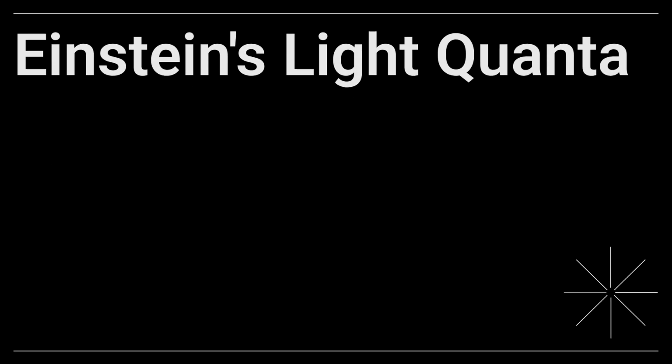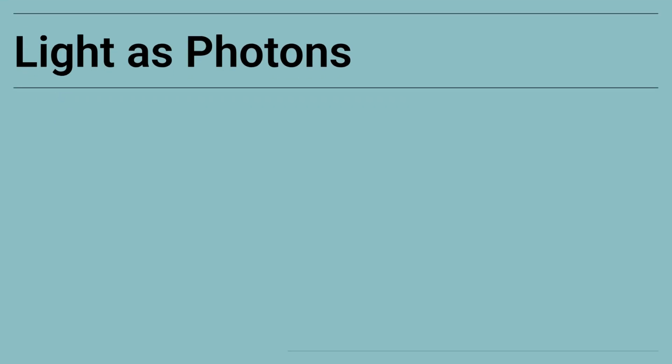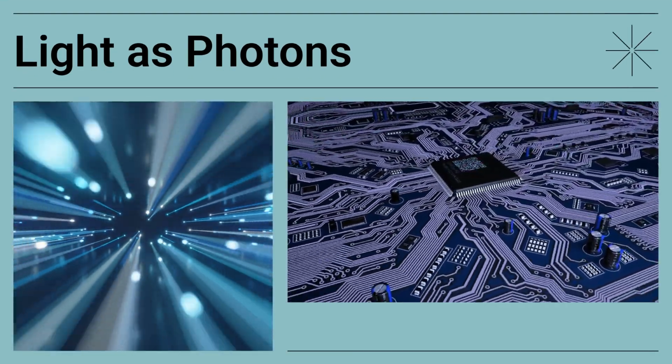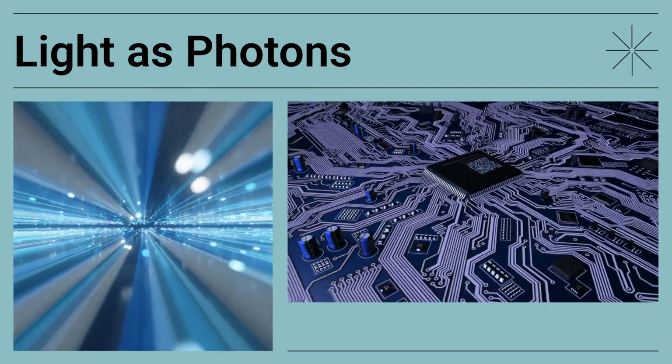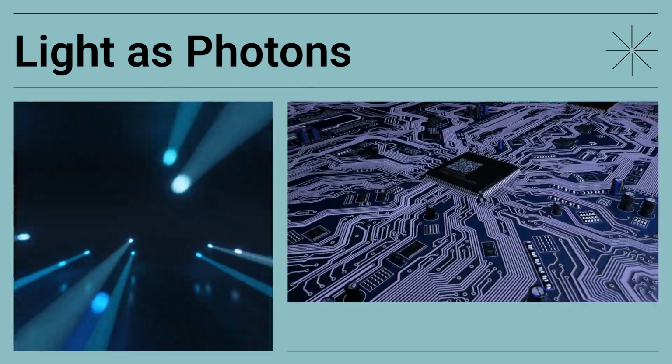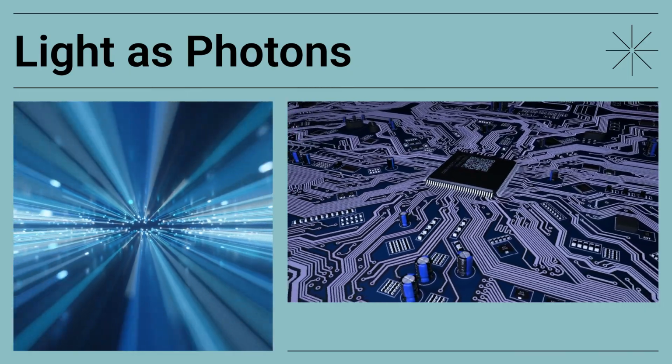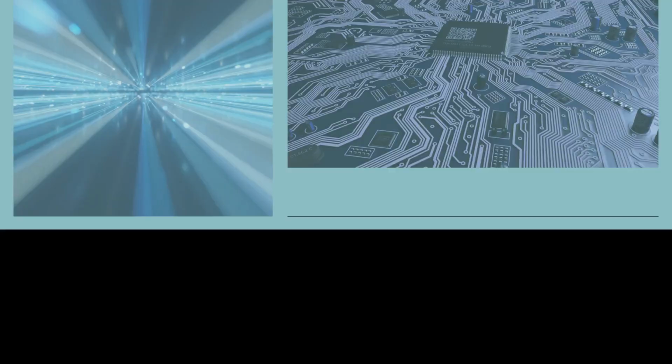In 1905, in one of his Annus Mirabilis papers, Albert Einstein proposed a radical solution to the photoelectric effect. He suggested that light isn't just a wave, but also behaves as if it's made of discrete packets of energy, which he called quanta, or photons. Imagine light not as a continuous ripple, but as a stream of tiny individual particles. Each photon carries a specific amount of energy, proportional to its frequency.